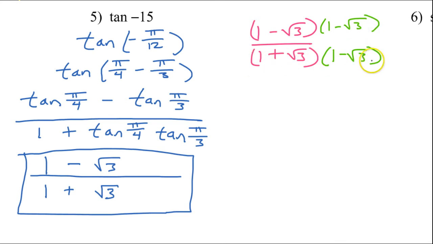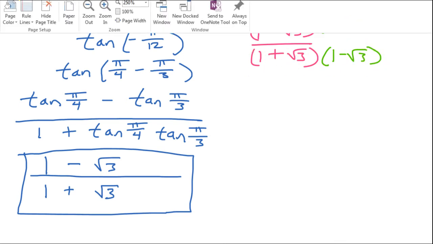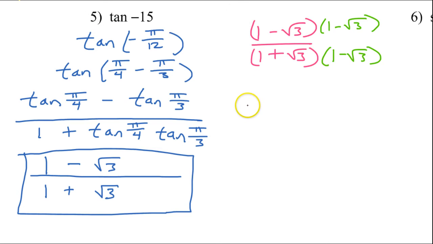If I multiply this out, okay, focusing on the denominator, 1 times 1 is 1. Inner plus outer equals middle, but inner I have 1 radical 3, outer I have negative 1 radical 3. Those cancel each other out. So I'm going to skip to the end.